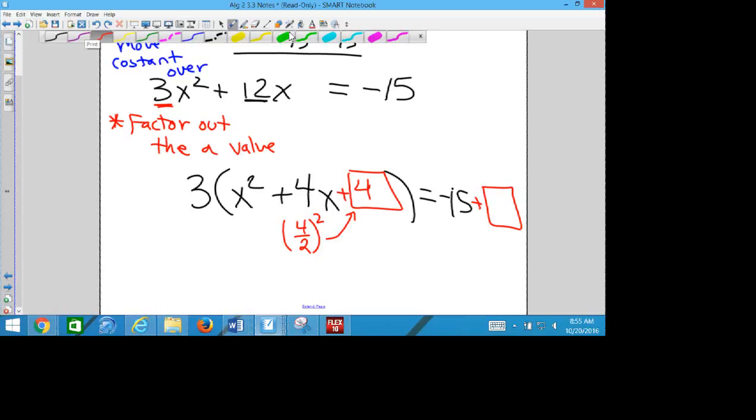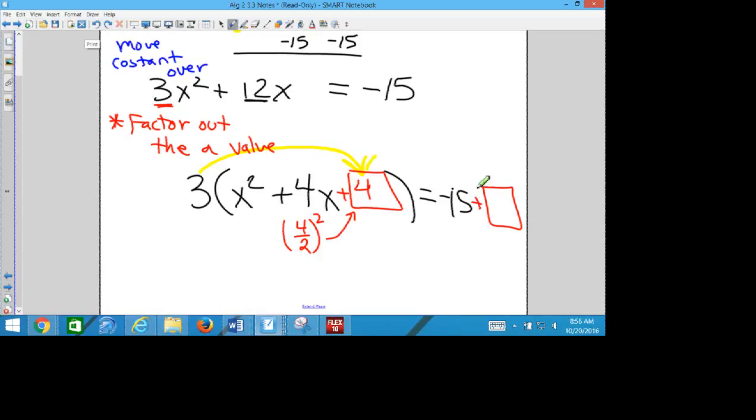I'm not putting 4 on in the other box. So that 4 that I put in there is currently inside of a parenthesis that has a 3 multiplied by it. So when I look at what value I added to the left side, it's really 3 times 4 that I put on the left side.